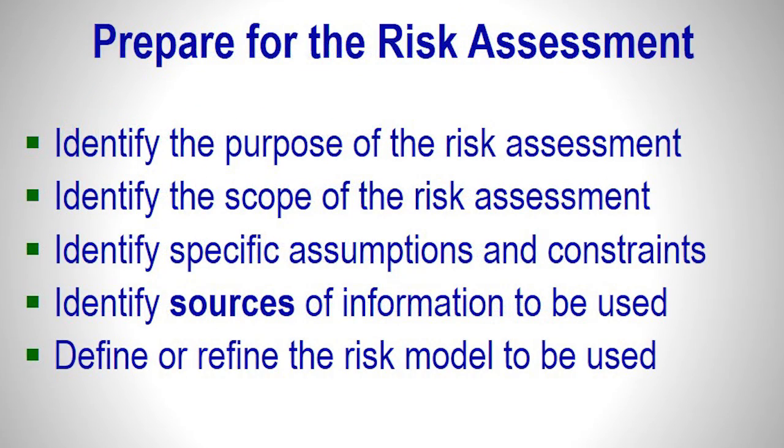Okay, so when we prepare for the risk assessment, we do these 5 things. We identify the purpose. Why are we doing this in the first place? Where are we at? Is this our initial risk assessment? Is it our updated risk assessment? What are we trying to find out? What's the scope? Are we at the system level? Are we at the organizational level? How far are we going to go with the risk assessment?